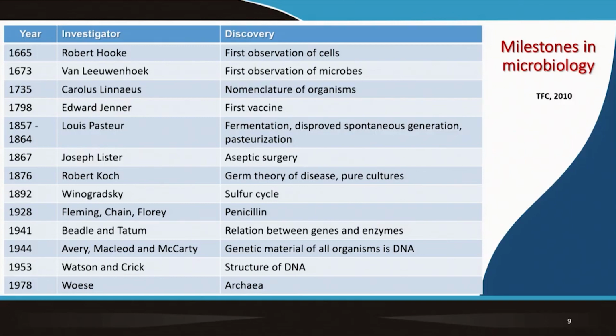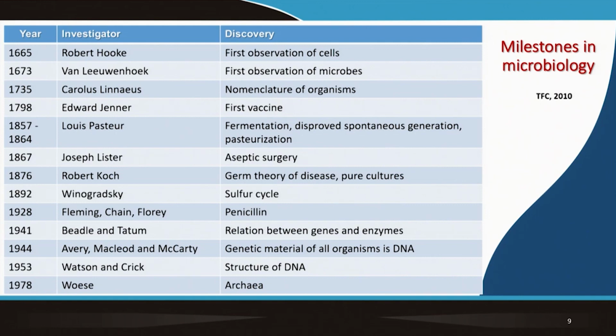And then 1673 we have van Leeuwenhoek. He was able to invent a sort of handheld microscope where he was able to make observations of microorganisms, and his drawings and so on are still available in the texts and so on. Then we come to 1735 when Carolus Linnaeus came up with the nomenclature of organisms, and what we do today is still very much the same. And 1798 we have Edward Jenner, who created the first vaccine, and that was the smallpox vaccine, and that has obviously had a major impact on healthcare and so on.